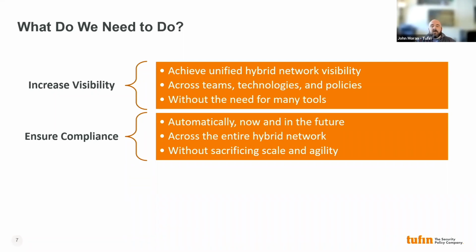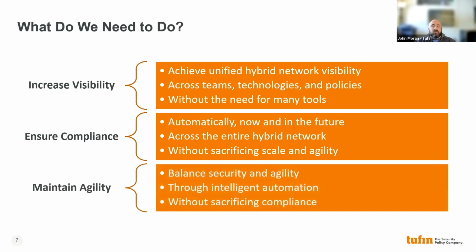And we need to do it without sacrificing scale and without sacrificing agility, meaning that we can't slow the process down. We can't let security become an inhibitor to what we're trying to achieve out of our hybrid networks. And we need to maintain agility. We need to find that balance of security and agility, and really allow security to become an enabler of agility, right? Make those security processes so good that they're actually speeding things up, not slowing things down.